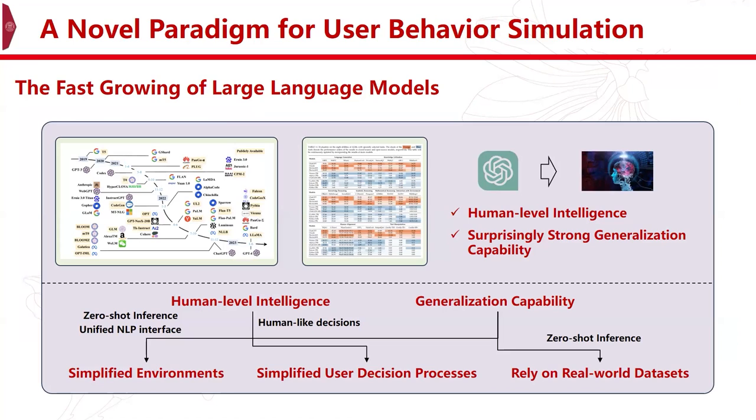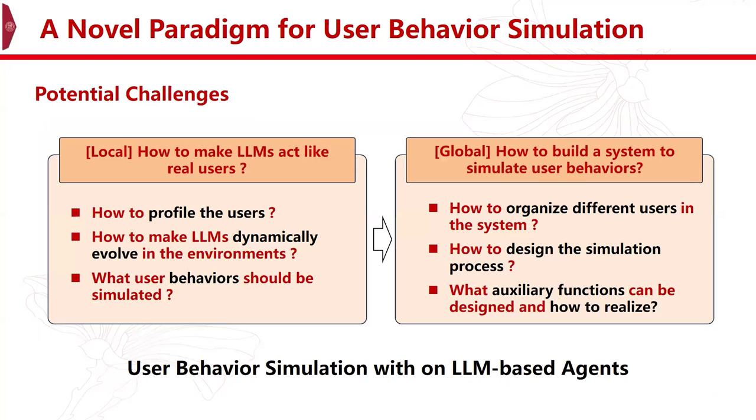With the development of large language models, we can see that after training on a large amount of web knowledge, LLMs can exhibit very important features. For example, they can achieve human level intelligence on some tasks, and they can exhibit surprisingly strong generation capabilities. These two important characteristics can solve the above mentioned three limitations of the existing user behavior simulation paradigm. However, using LLMs to simulate user behaviors may also face several challenges.